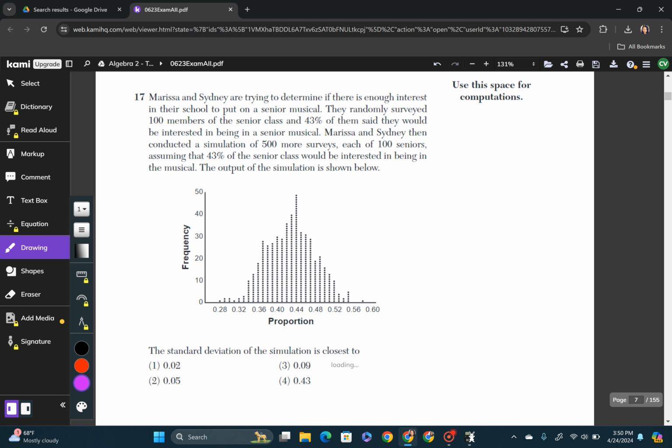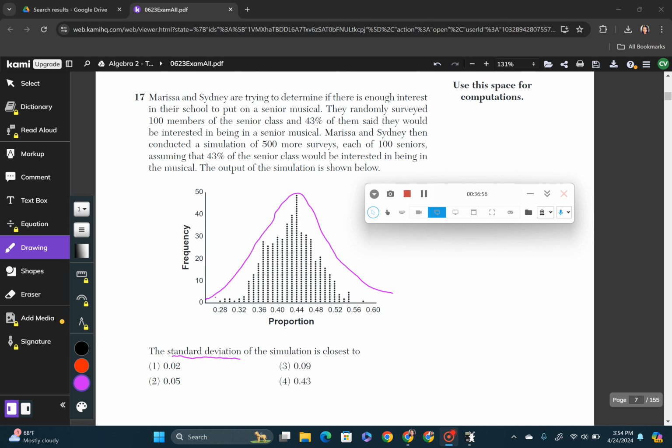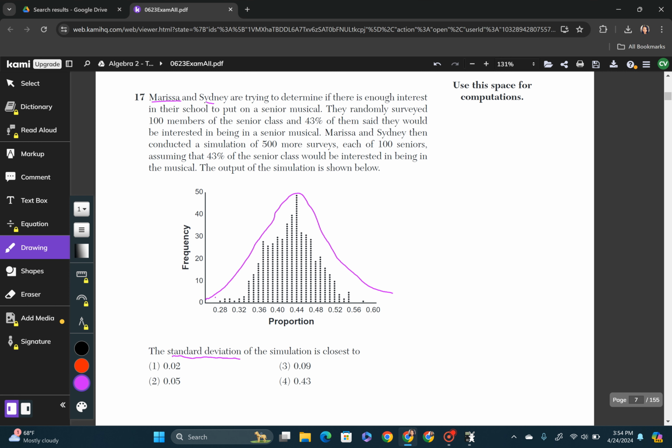All right. So for this next question, we can see they have two students, Marissa and Sydney. There's a lot going on here. They randomly surveyed 100 members, and then they conducted a simulation of 500 more surveys. So they took all their data points and put them here. Then they want to see, assuming that 43% of the senior class would be interested in being in the musical. All right. So what I did is I drew our normal curve, our bell curve. And I know that the number down the middle, like this, is our mean, and that's about 0.43.